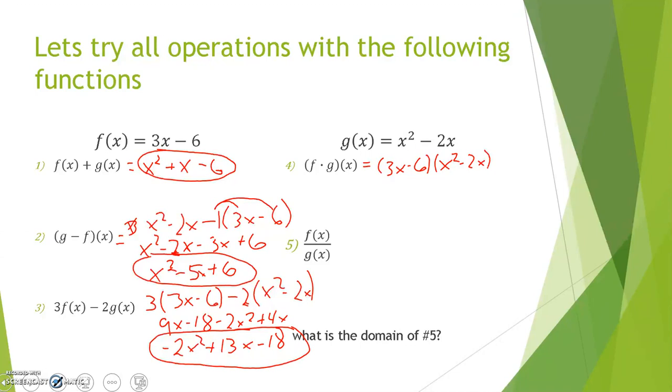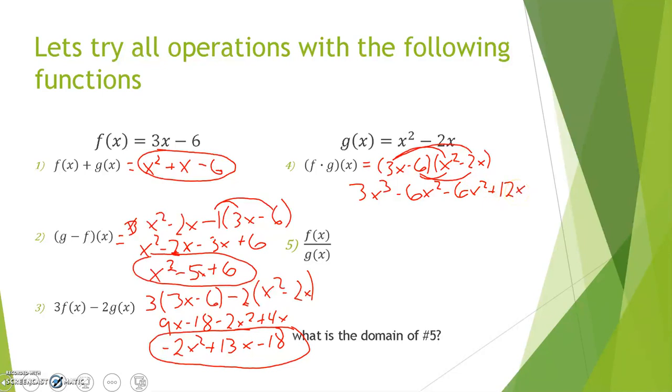Or double distribute, however you want to think of it, but I'm going to take 3x times x squared. Well, that's 3x to the third. And then I'm going to take 3x times -2x, and that's -6x squared. Then I'm going to multiply the -6 out. -6 times x squared is -6x squared. And -6 times -2x, well, that's positive 12x.